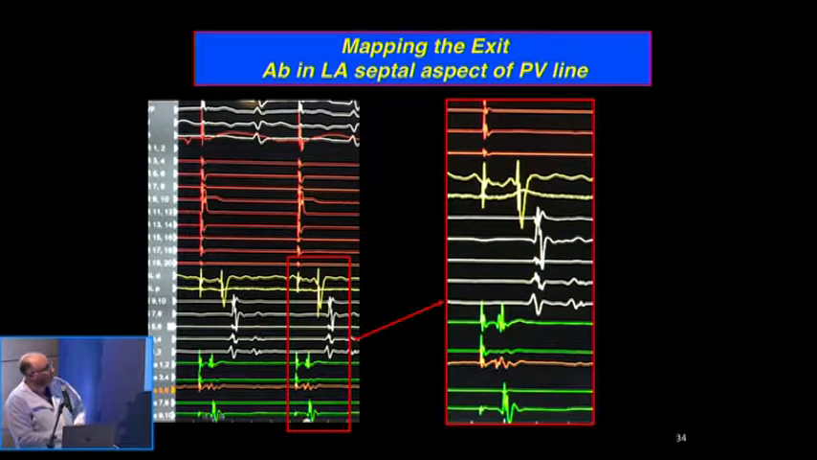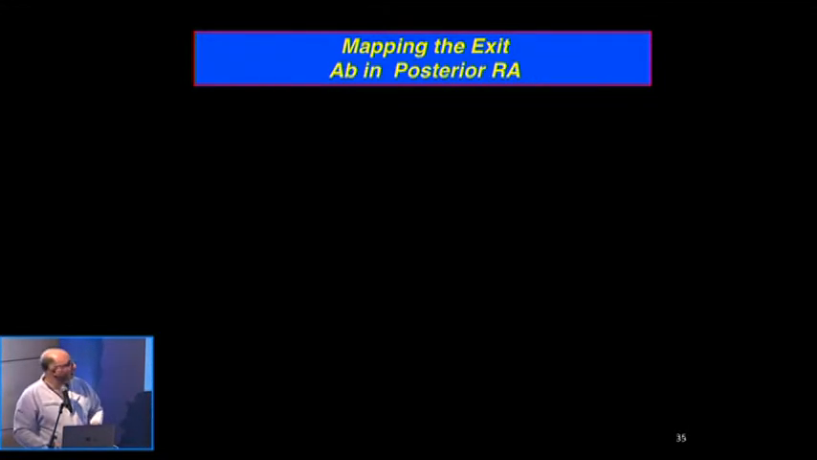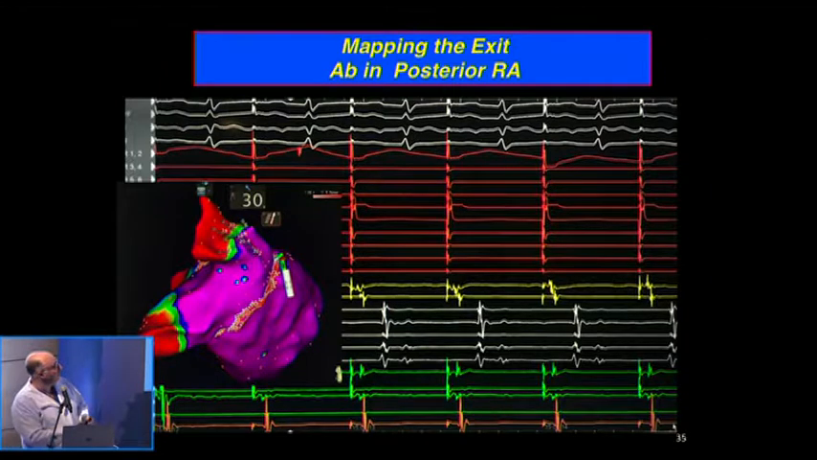An earlier activation, this catheter, which is localized in the left atrium, and this is the way to make the diagnosis. You place a catheter in the left atrium of the atrial side of the ablation line and the right atrium. If the right atrium is earlier than the left atrium, the exit is through the right atrium. This is very simple to do. This is what we did in this patient.